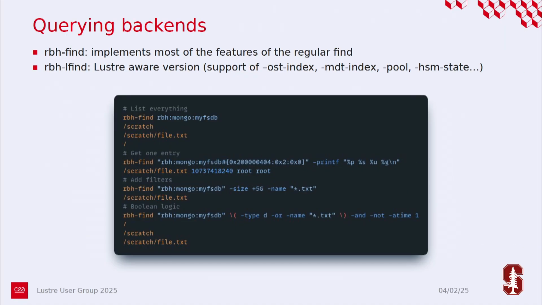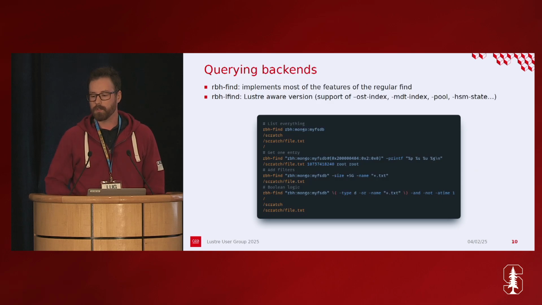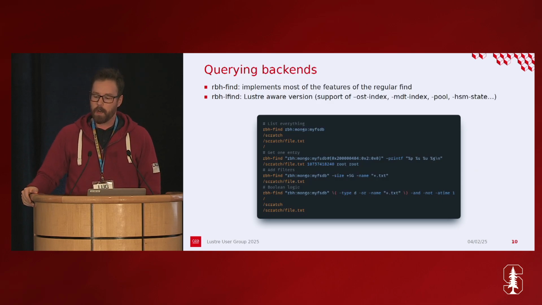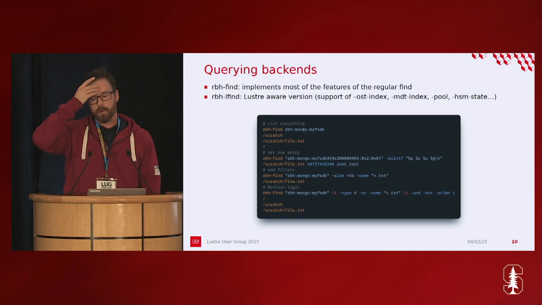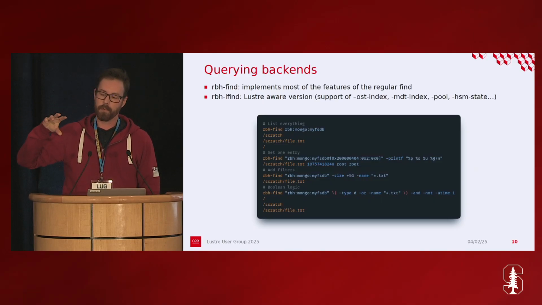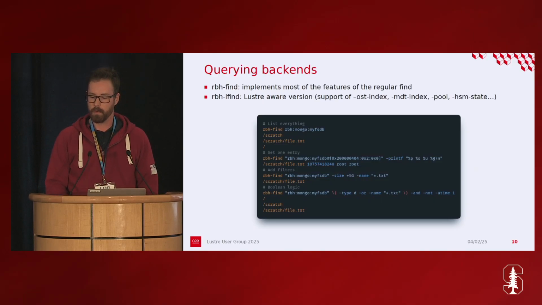You can use things like printf if you want to display specific info about the FS entries you're interested in. And we currently support most of the filters that find has. There's a few that we don't yet support, but we add them as we go. And we also have a Lustre-aware version of rbh-find, which supports all of the features of rbh-find plus a few additional Lustre-specific filters. I've put a few here: the HSM state, the OST indexes, the pool names, for instance.